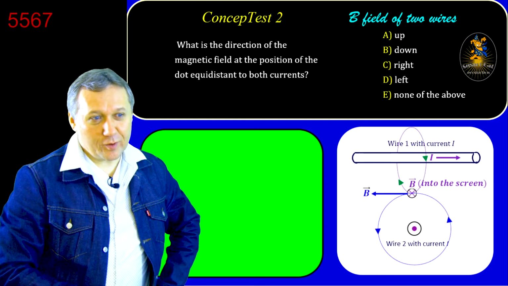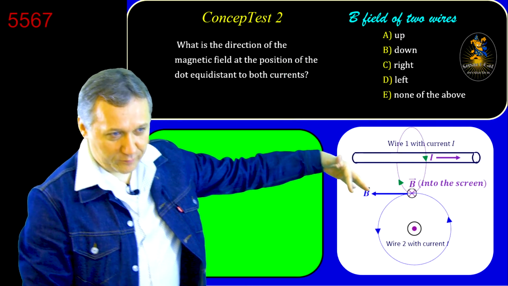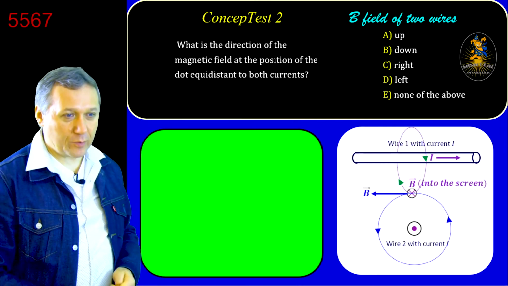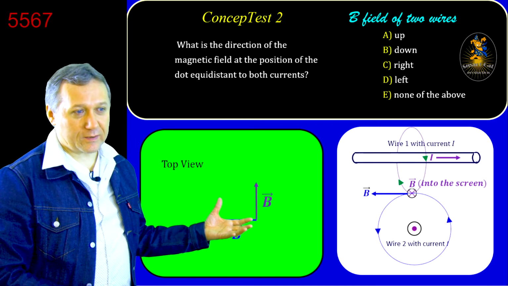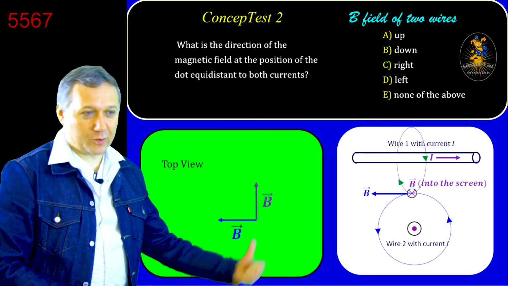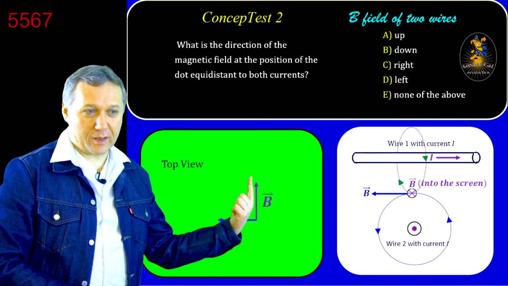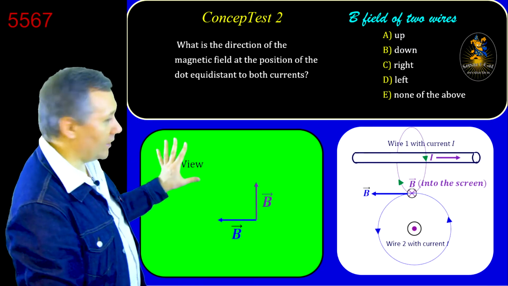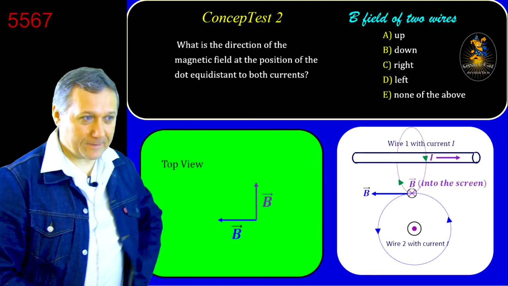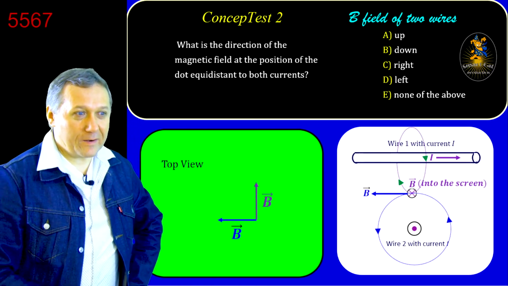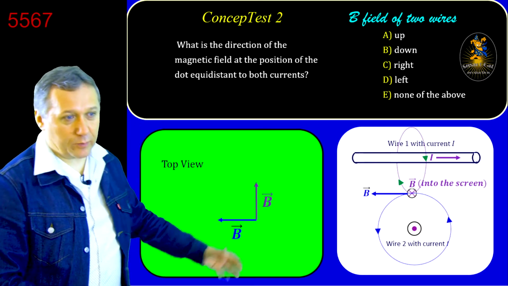So now, in order to make the picture clearer, let me draw the top view. What are you going to see if you look from the top at both of these magnetic fields, right? So you're going to see something like this, right? So blue that way and purple up, right? So the top view. If you just turn it by 90 degrees, of course, you're going to see what we have here, right?